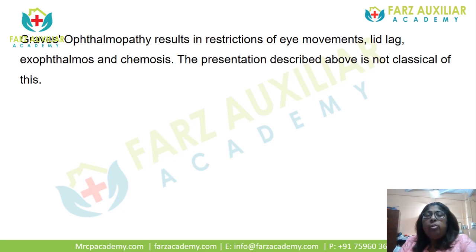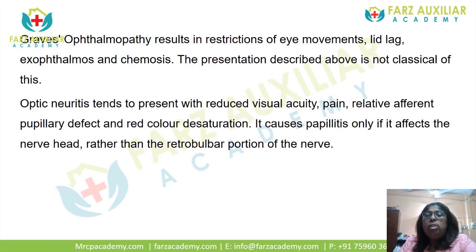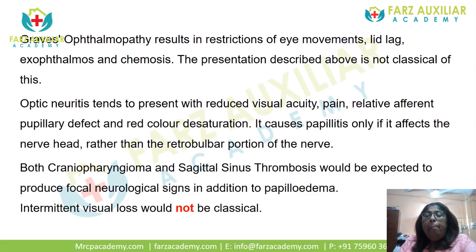Optic neuritis tends to present with reduced visual acuity, pain, relative afferent pupillary defect, or RAPD, and red color desaturation. It causes papillitis only if it affects the optic nerve head rather than the retrobulbar portion of the nerve. Both craniopharyngioma and sagittal sinus thrombosis would be expected to produce focal neurological signs in addition to papilledema. Intermittent visual loss would not be classical. This is a flow diagram for management of IIH. I'll just let you go through this.